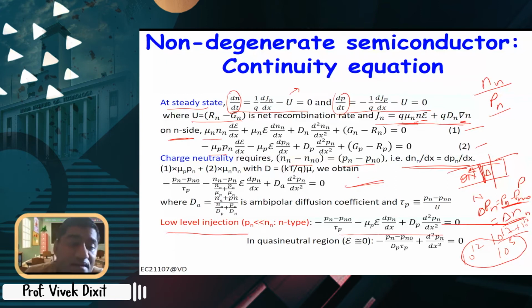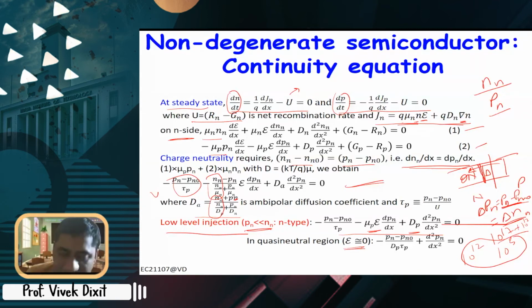A similar equation you can write for the p side also. Here, this is basically just u only. Now this is nn minus pn divided by nn by mu p plus pn by mu n, times e times dp by dx plus the diffusion term. This should actually be p subscript n. Now at low level injection, pn is much less than nn, so you will only have nn by mu p times e here. For the diffusion term, again nn by dp, so you just have dp here.